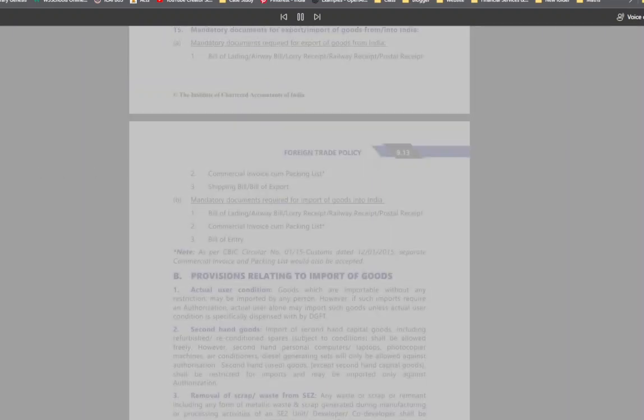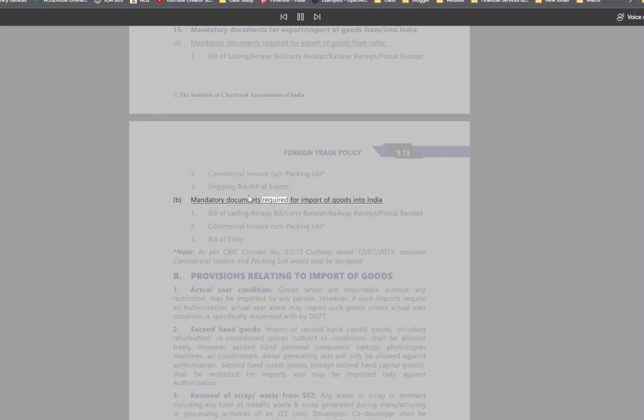15. Mandatory documents for export/import of goods from/into India. A. Mandatory documents required for export of goods from India: 1. Bill of lading/airway bill/lorry receipt/railway receipt/postal receipt. 2. Commercial invoice cum packing list. 3. Shipping bill/bill of export.